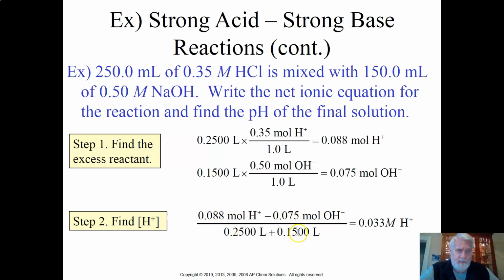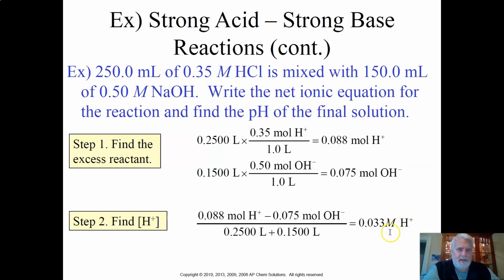So you crunch those numbers and then remember to do the total volume, because they didn't say it in this problem, but the volume's being additive. And you do 250 plus 150 on the bottom there, and they're converted into liters. So you end up with, now you have the concentration of the hydrogen ion.